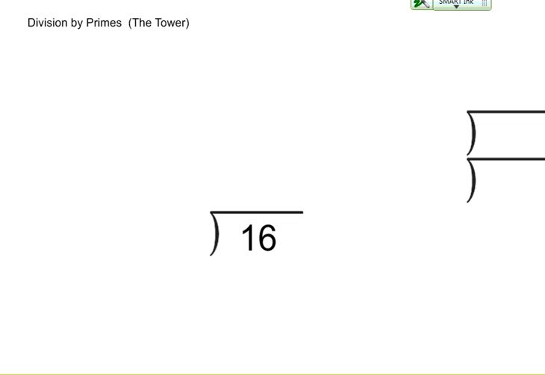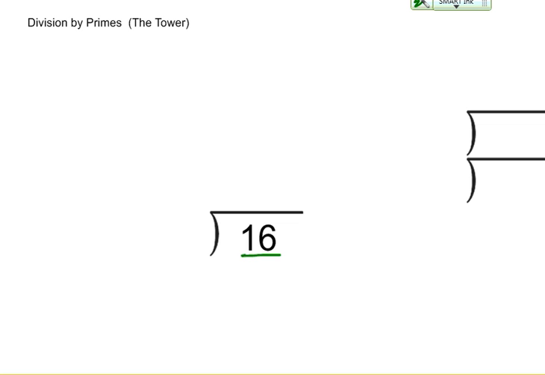So, how are we going to use this? To understand this, we want to be able to take a composite number, such as 16, and we want to break it down so that the only thing we have is prime numbers left. So we're going to divide by prime numbers till we can't divide anymore. So, let's do that. The first way we're going to do that, we're going to do what's called division by primes, a method that I've come to call the tower method.